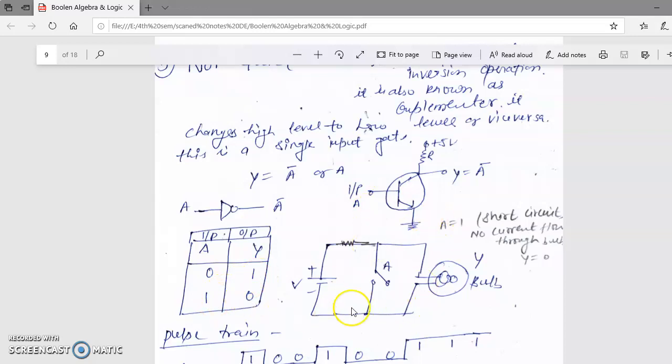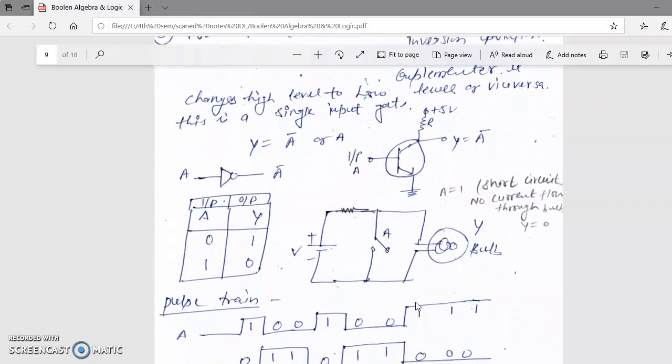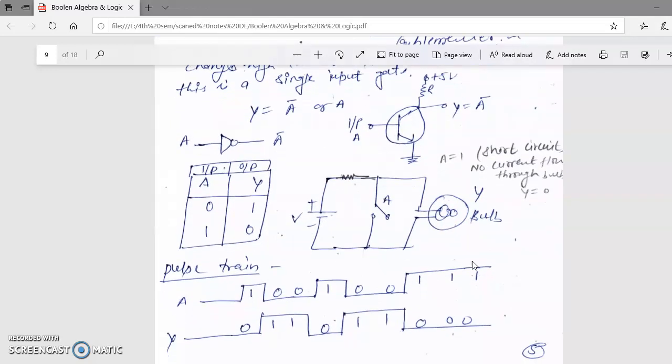Okay, this is the switching circuit of the NOT gate. This is the applied voltage, and this is the bulb. If A equals 1, it means the switch is closed, and this acts as a closed circuit. Okay, and the output of this is 0. And if A equals 0, this means the switch is off, and we get the bulb glowing. This is high level.